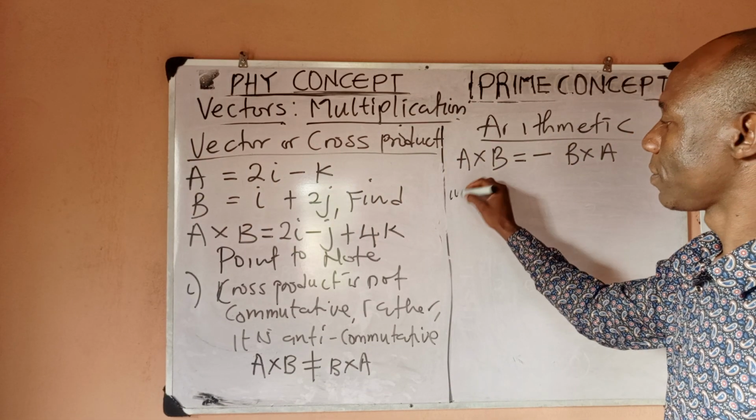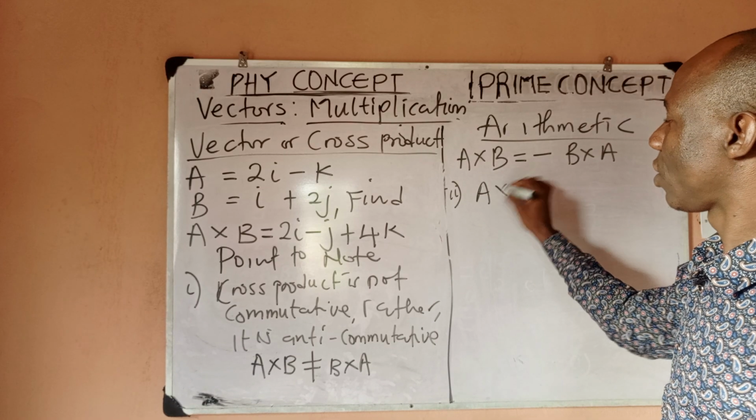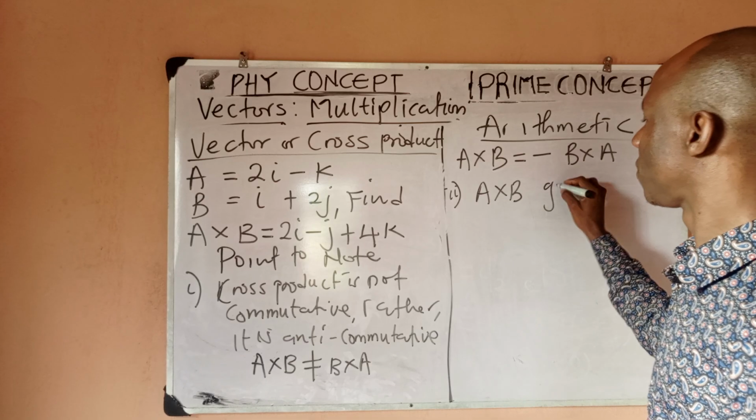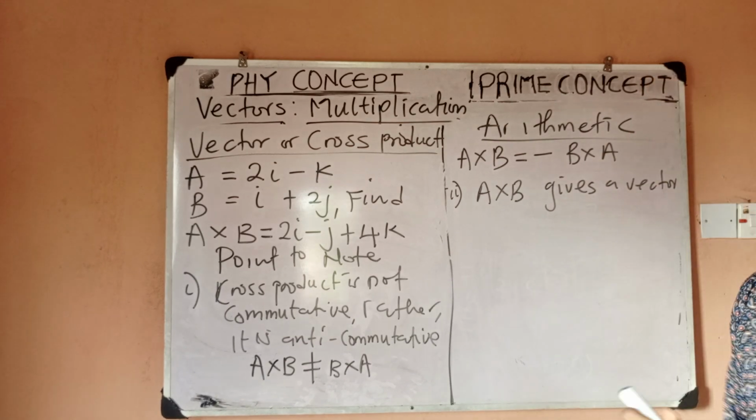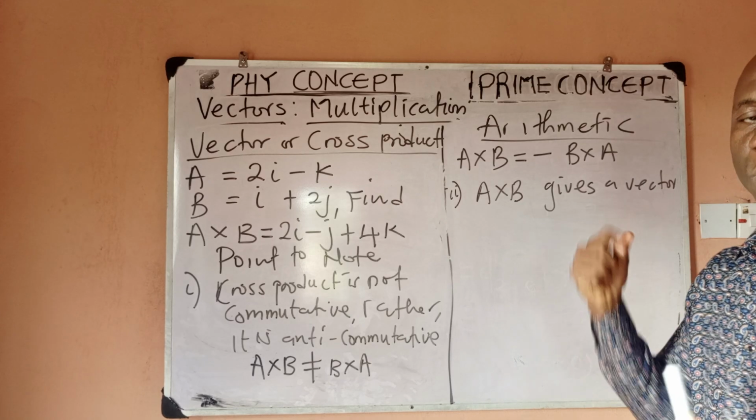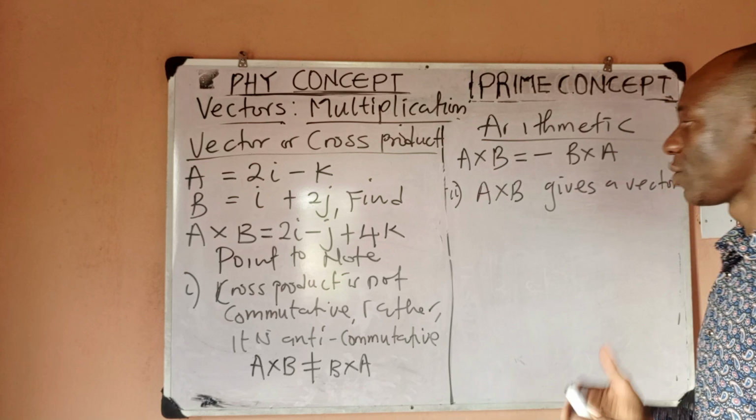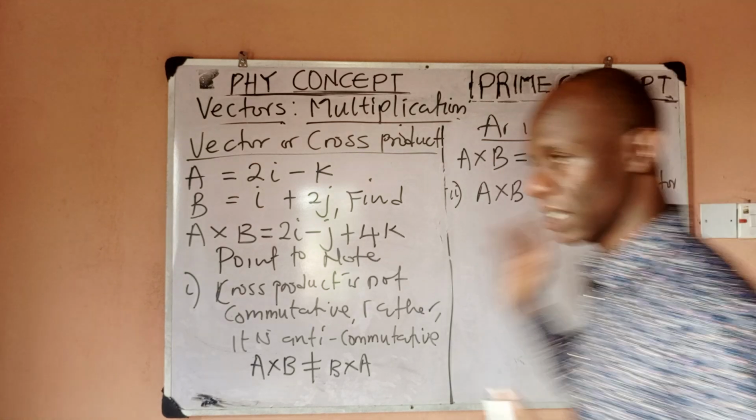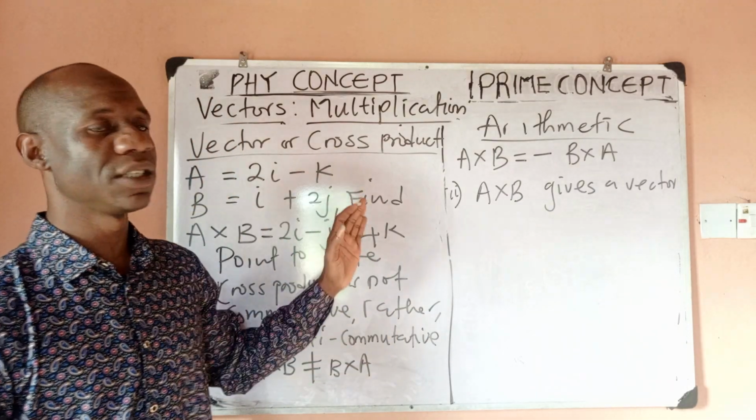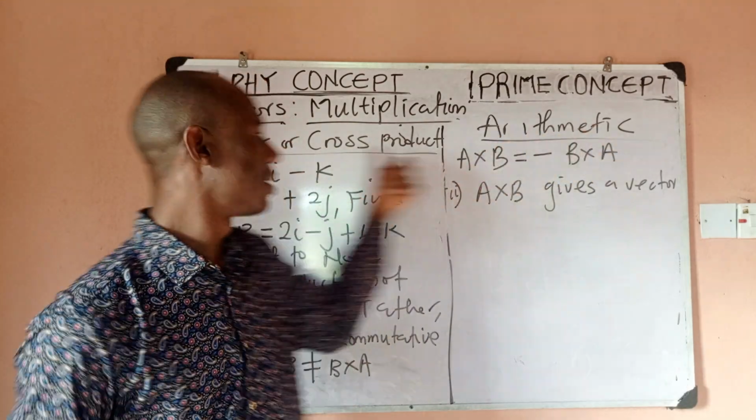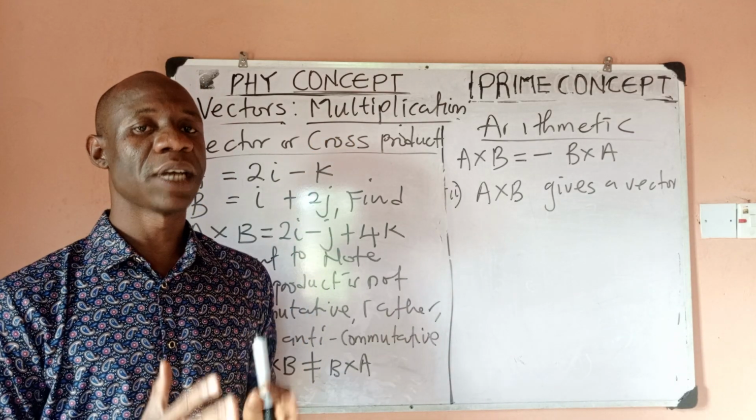Now, secondly, is that cross product A cross B gives a vector. A cross B would always give you a what? Vector. Unlike what we learned in scalar, A dot B for scalar gives a scalar. But A cross B gives a what? A vector. So these are important points for us to note. Remember, what we have just studied in this video is arithmetic vector product. We are yet to consider the geometric vector product.